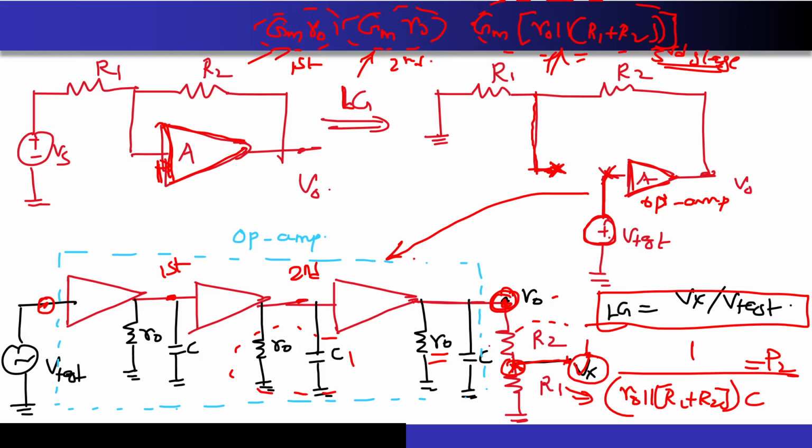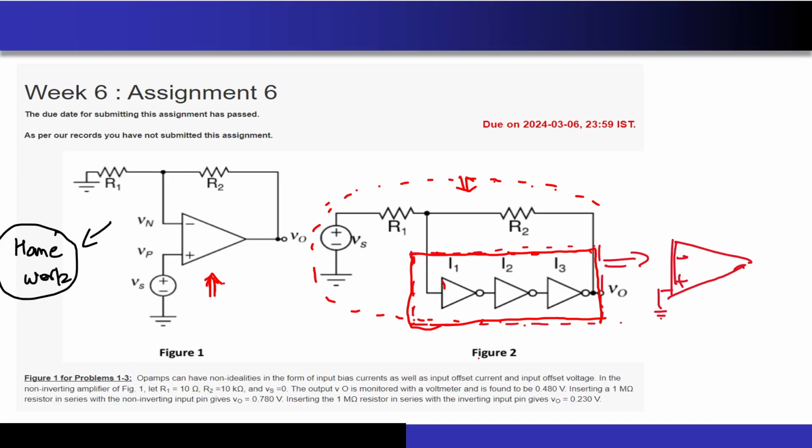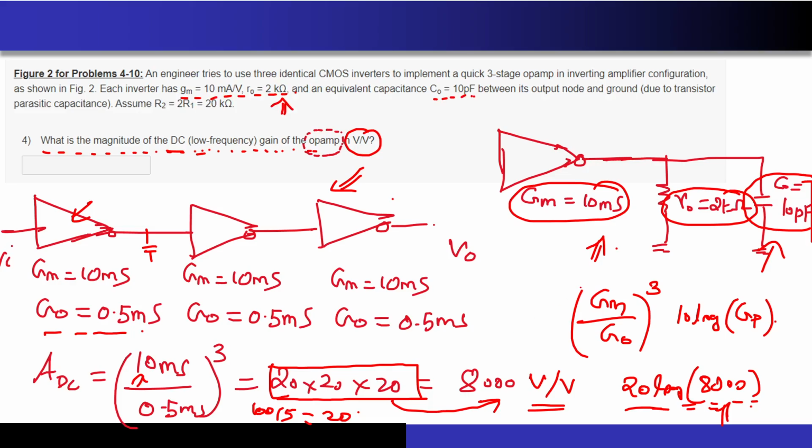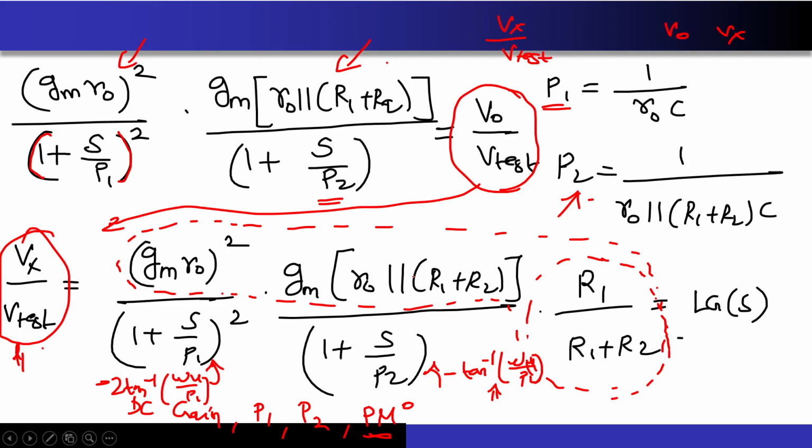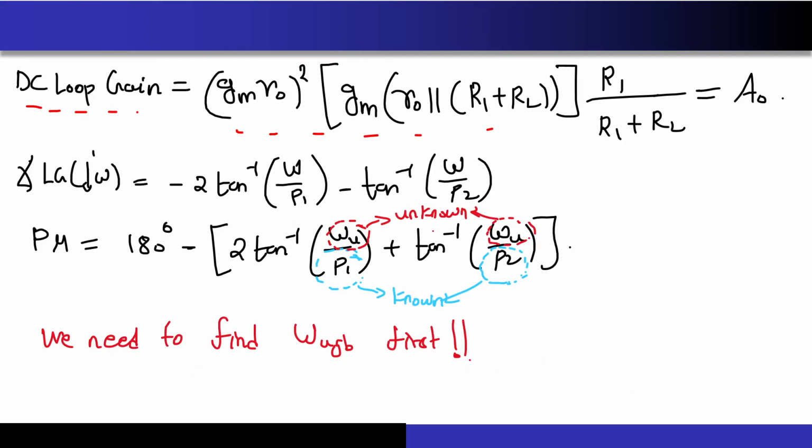Correct? It will contribute omega u by P2. Now one more thing. Since I am doing the loop gain analysis over here, will there be any zero in the circuit? Are you able to see any two parallel paths? No, sir. No, right? So that's why there is no zero present in the circuit. Correct? So I hope that particular point is clear.